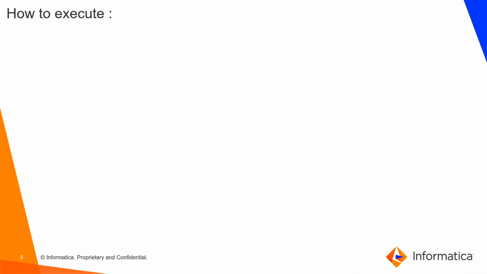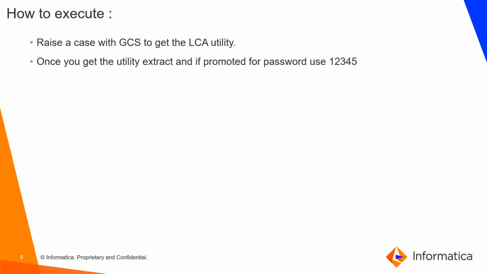So coming to the execute part, how to execute. First, to run this utility, you need to have the utility, and to get it you need to raise a ticket with GCS to get this LCA utility. Once you have the utility, you need to extract it, and if prompted, you need to put in the password 12345. Once you extract, ensure to provide the privilege 775 for the LCA utility folder.